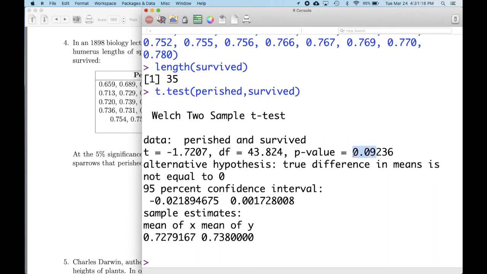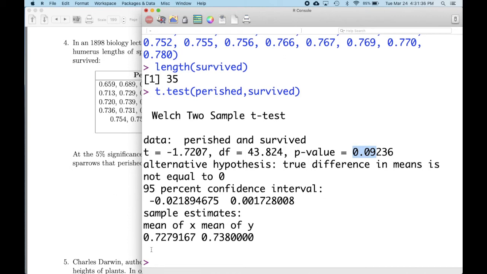Since our p-value was larger than 0.05, we did not reject. Okay, so we did not reject the null hypothesis for number 4. Okay, and that's really all we need to do. Okay, that's how we run the t-test. That's how we do all these chapter 10 problems.